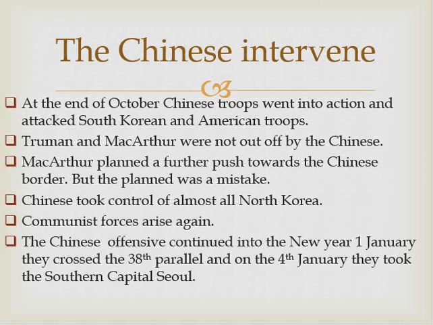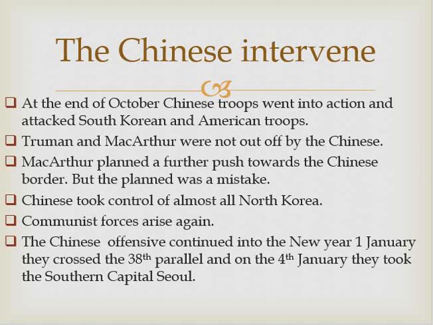Truman and MacArthur were not put off by the Chinese intervention. Thousands of soldiers were killed. Britain and France wanted Truman to talk to the Chinese. The advice from these allies was ignored. Instead, MacArthur planned a further push towards the Chinese border. This renewed attack began on 25th of November.